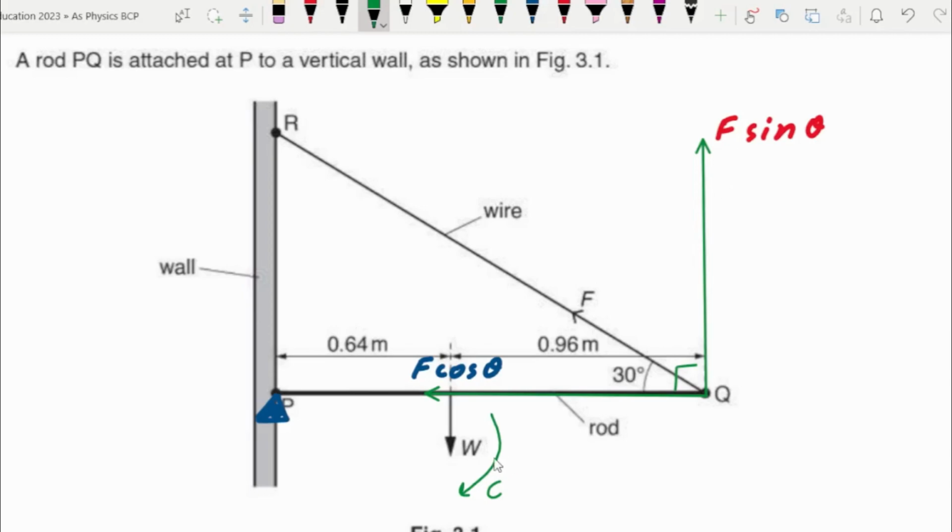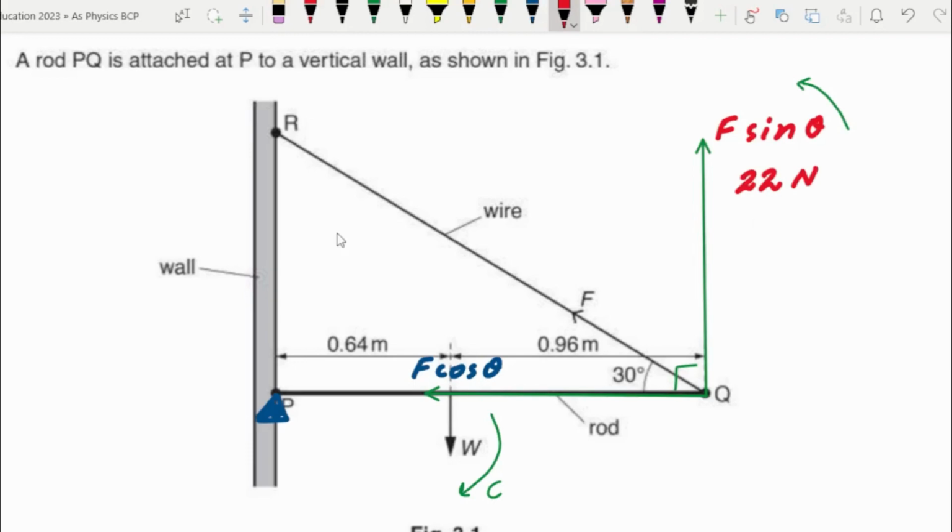So one of the forces responsible for the moment of force is W, and the other force responsible for the anti-clockwise moment of force would be F sine theta. And how much was F sine theta? It was 22. One force is W, and the other force is 22 Newton.